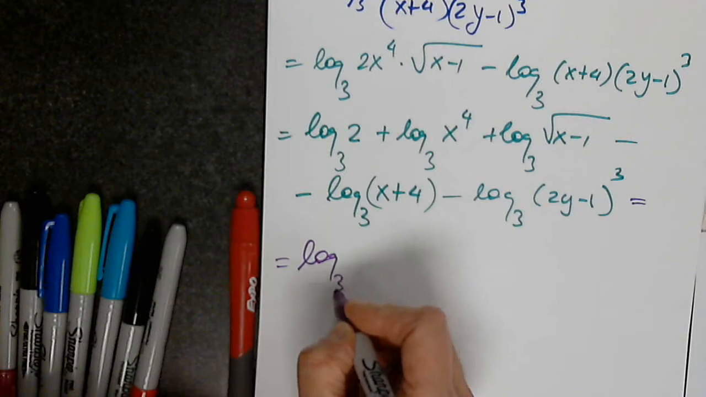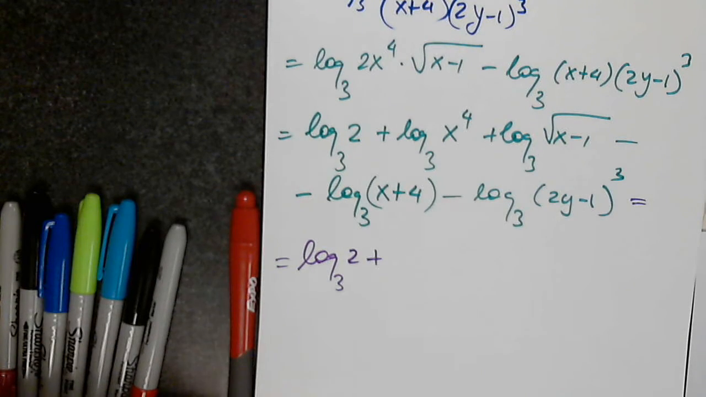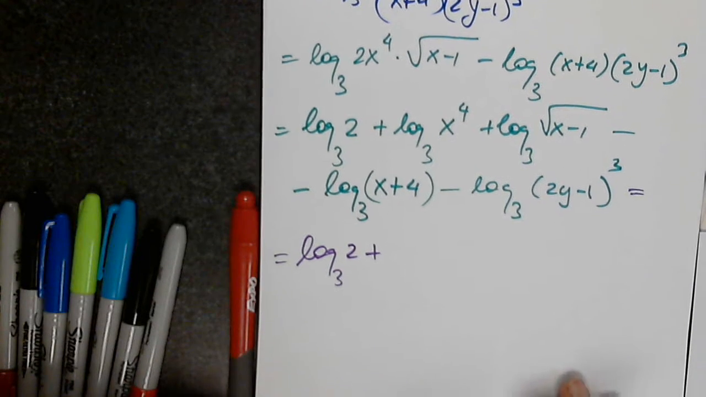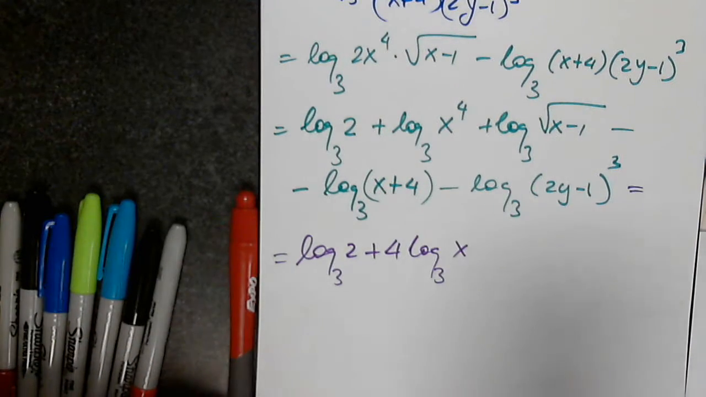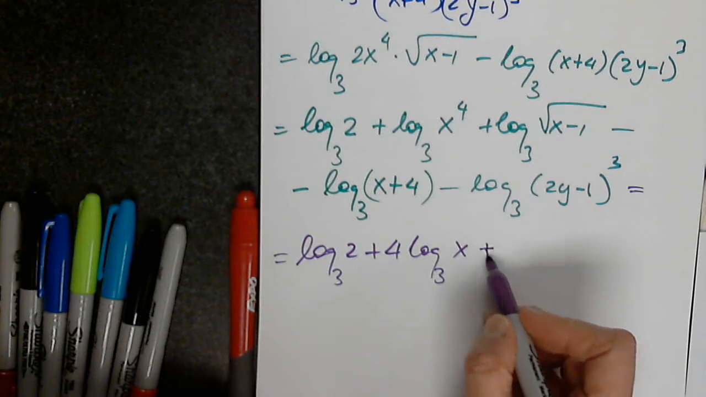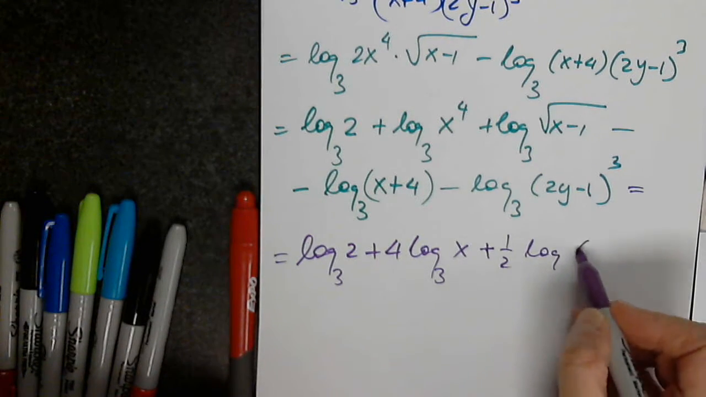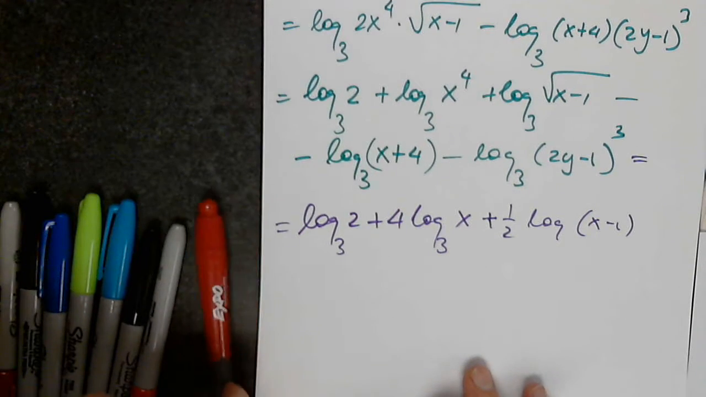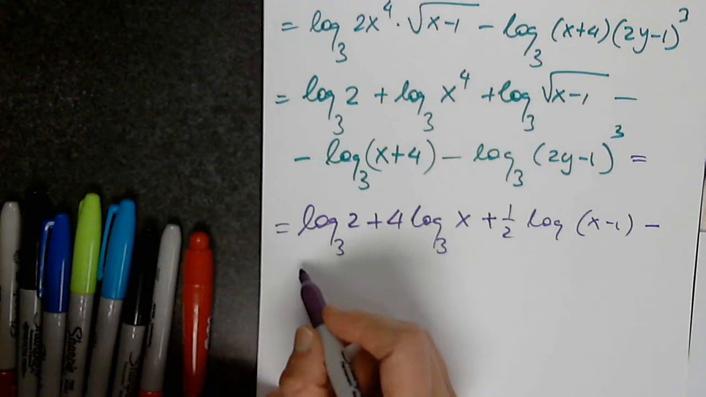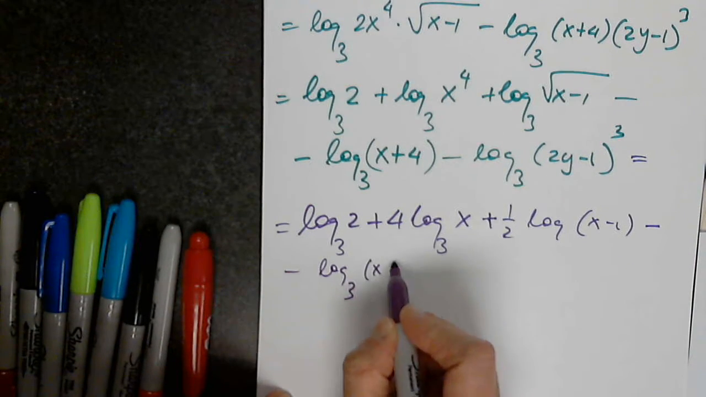So I copy log base 3 of 2 plus log base 3 of x plus 1/2 log of x minus 1. If I omit parentheses on x minus 1, I mess up the whole thing. I thought 2 and the x are together. That's where I missed it. But it's a product. 2x is a product, right? Okay, that's okay. Minus log base 3 of x plus 4.